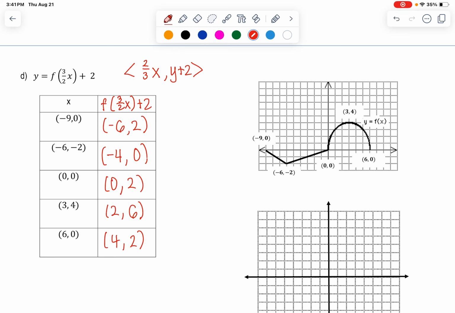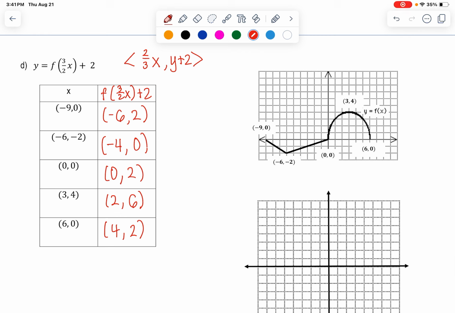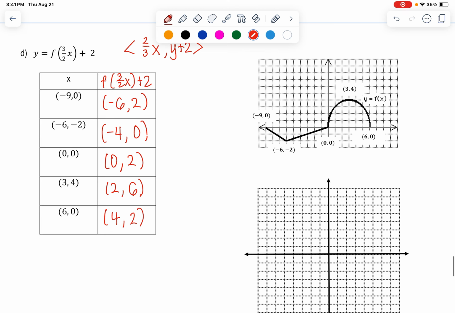Okay, so now we can go ahead and graph these points. So a 3/2 is going to give us a horizontal compression. So it should be narrower looking, and then it'll be moved up to negative 6, 1, 2, 3, 4, 5, 6, up to right there. Gorgeous. Negative 4, 0. Nope, right there. That's 0, 2. There's that piece.